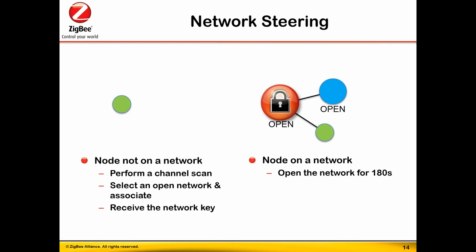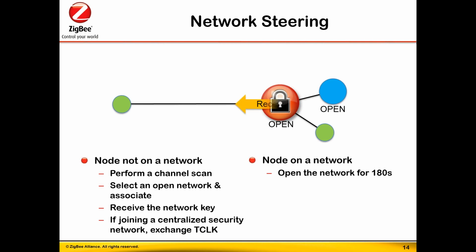And that performs a scan. That's a 15.4 scan. And then it associates with the open network that it finds. And on the next step, once the device has associated, it receives the network key, and in the next step, we exchange an initial trust center link key that all devices have with a unique trust center link key that has been generated by the trust center. And that's how hopefully we make that centralized network a bit more secure.